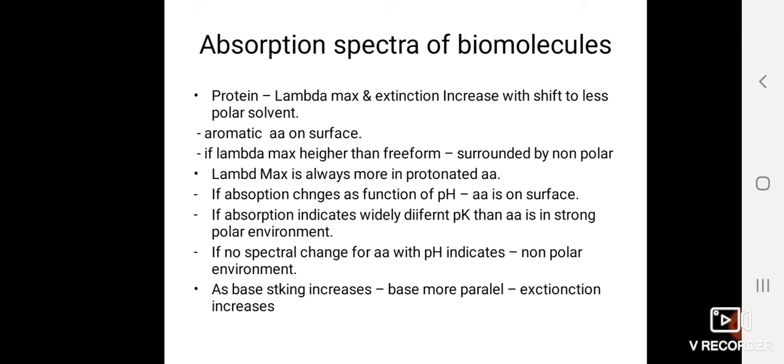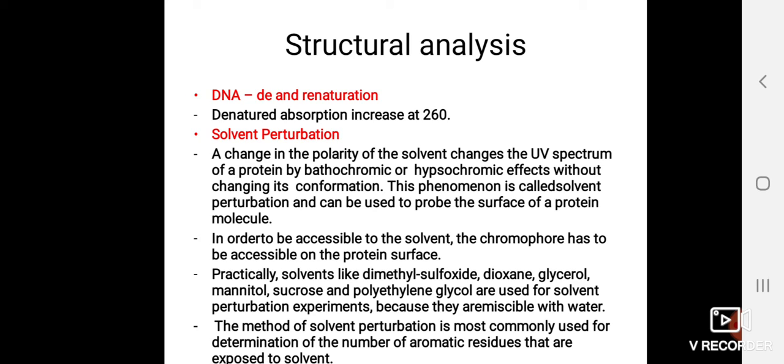So these aspects can be understood by knowing the absorption spectra of these biomolecules. Then structural analysis: people are using this in understanding DNA denaturation and renaturation studies. So on denaturation, absorption increases at 260 nanometers. So that increase or decrease in absorption can tell us about the structure.